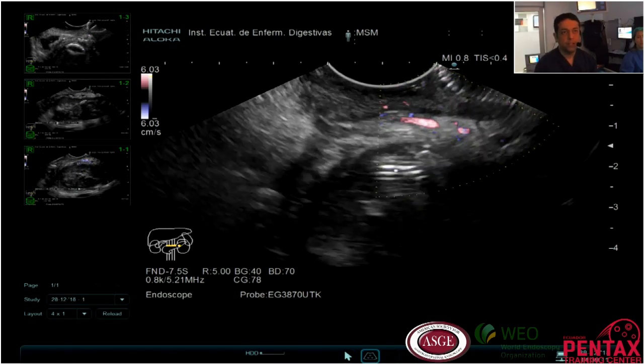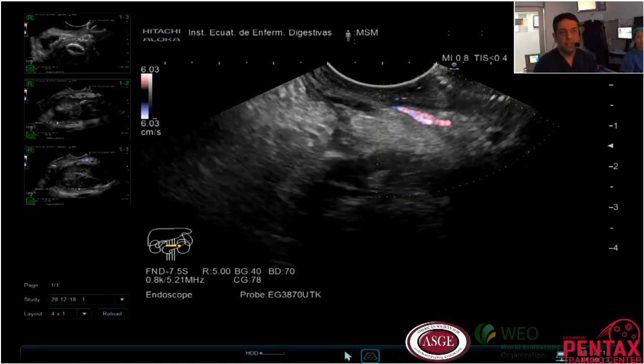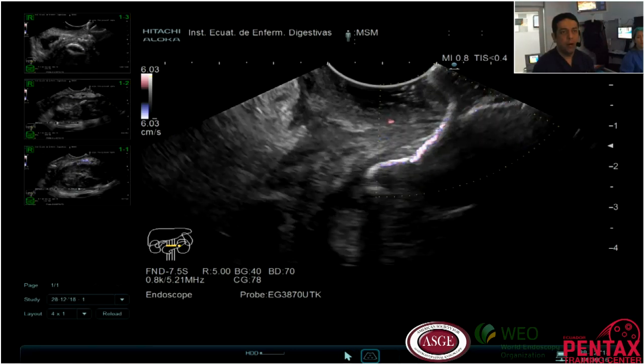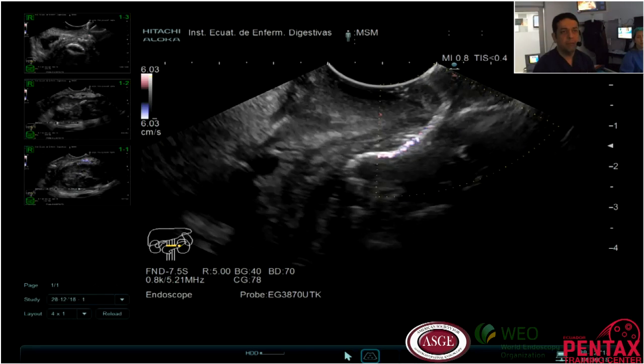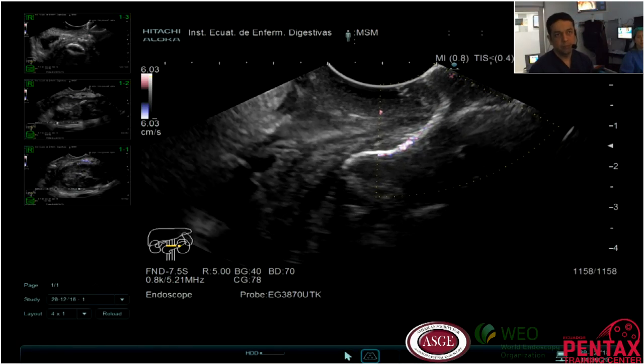So we finish. Hemos terminado. You can see the vessel here. Very well. I am very far from my vessel.